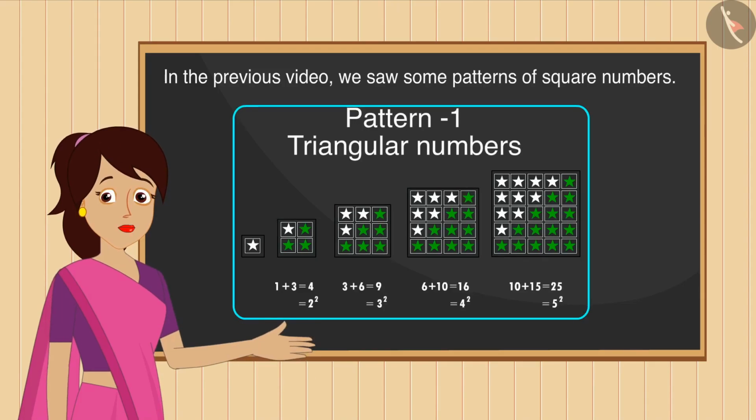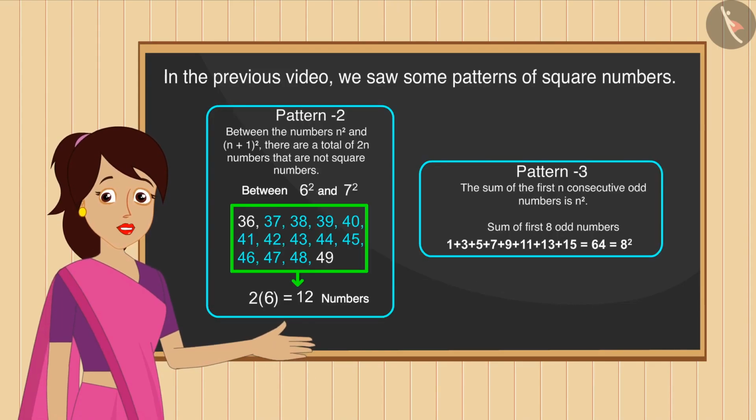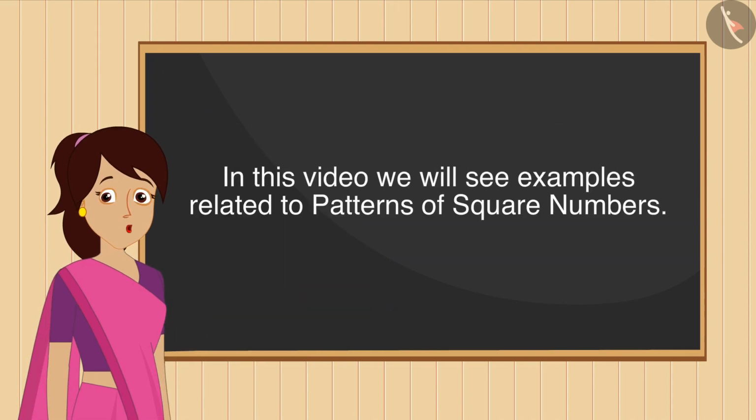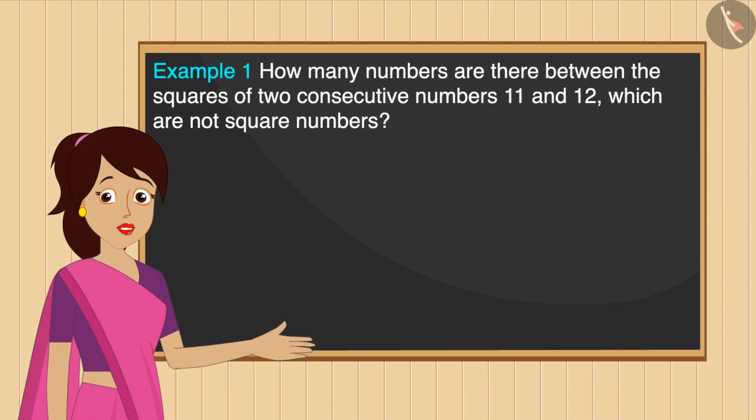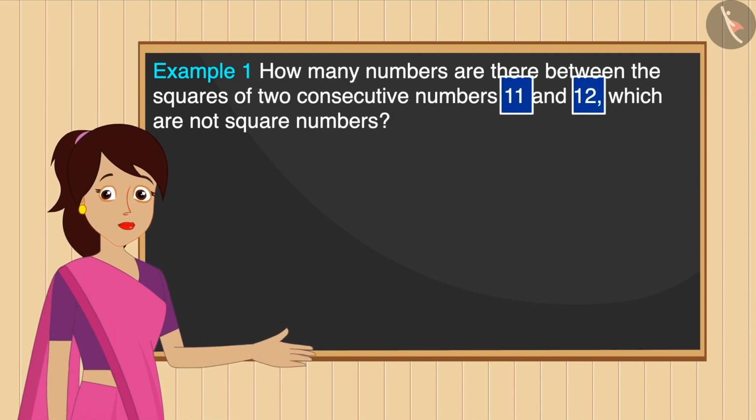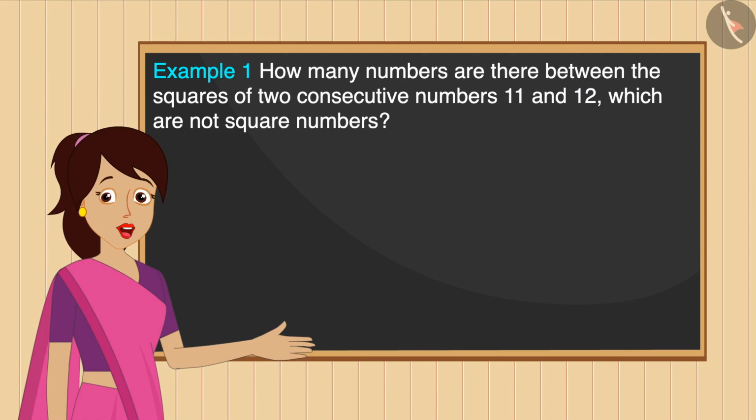Hello friends! In the previous video, we learned about some patterns of square numbers. In this video, we will see some examples related to these patterns. If I ask, how many numbers are there between the squares of two consecutive numbers 11 and 12, which are not square numbers? So how will you solve this? You can pause the video and think about your answer.